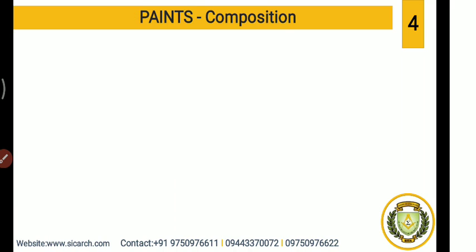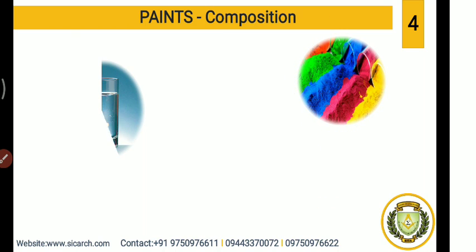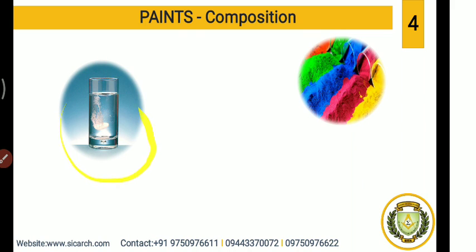Composition of a paint. Paint has color pigment, some solvent and some adhesive agent to stick the color to the wall surface.